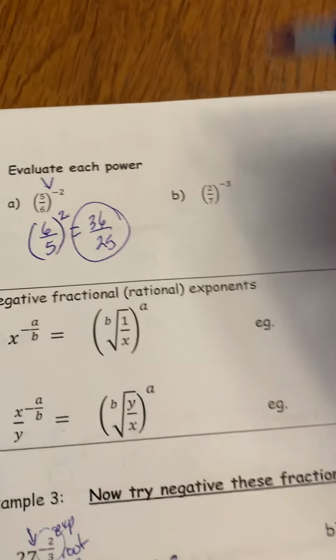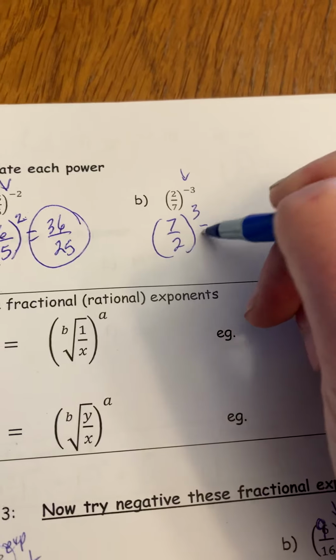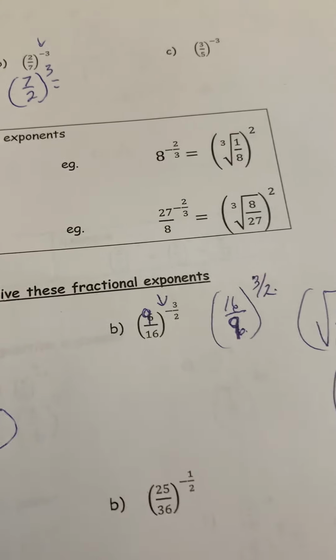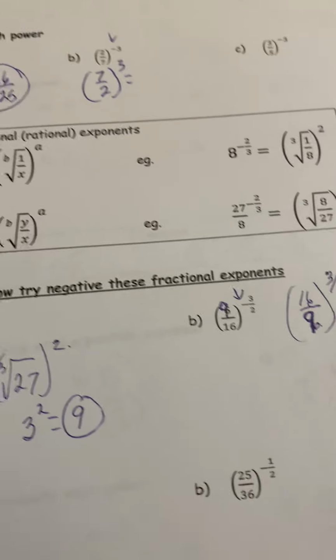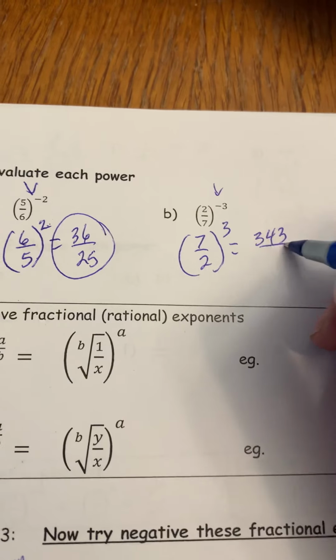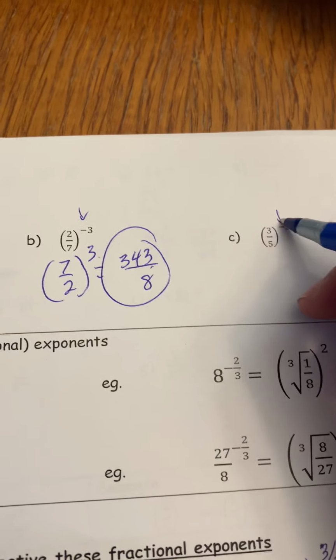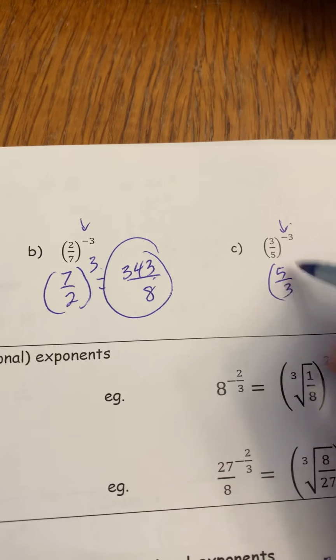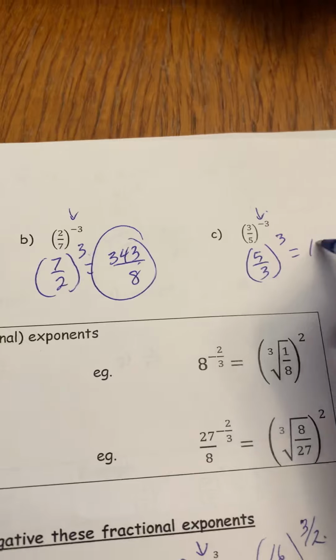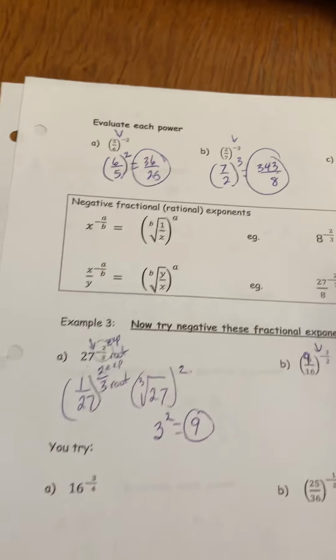Don't overthink it. Negative exponent, 7 halves, that's the reciprocal. 7 times 7 times 7. Feel free to use a calculator if you want to. That's never a big deal when we're working with this. We're at that stage now. 343. 2 cubed is 8, and that's our final answer. Negative exponent, 5/3. We're going to cube this. 5 cubed is 125. 3 cubed is 27, and that's our final answer.